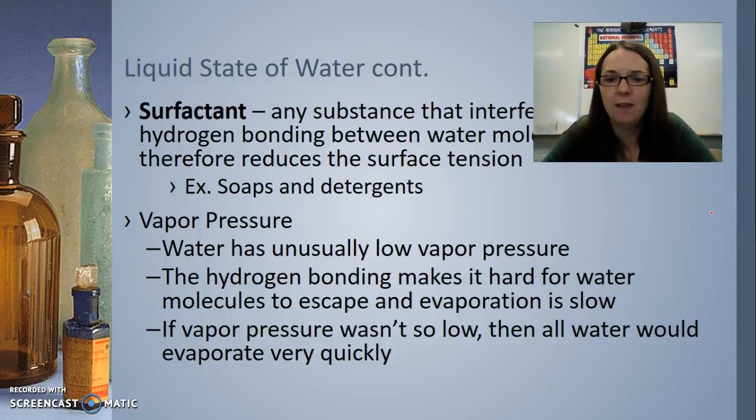And then you have vapor pressure, which we've discussed earlier too. Remember, vapor pressure is the pressure at the surface of a liquid made from the gas of the liquid as it evaporates. Water has a really low vapor pressure because hydrogen bonding makes it hard for water molecules to leave the liquid and evaporate. Because of that, when you and I walk outside, all of the water in us doesn't immediately evaporate, which is really good for living things.